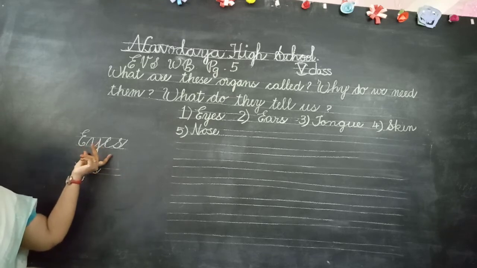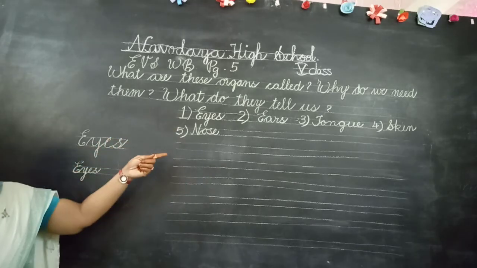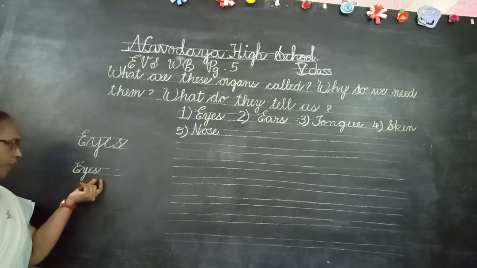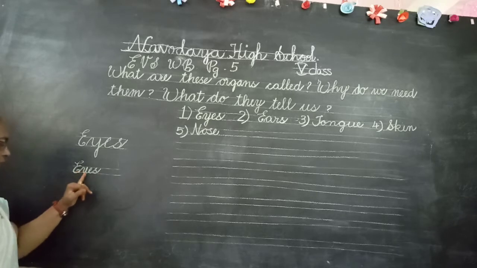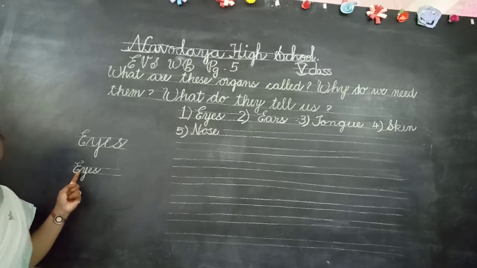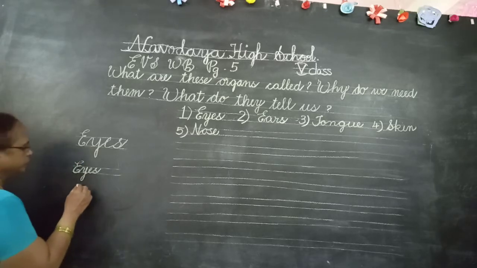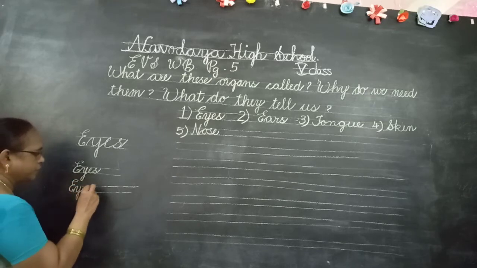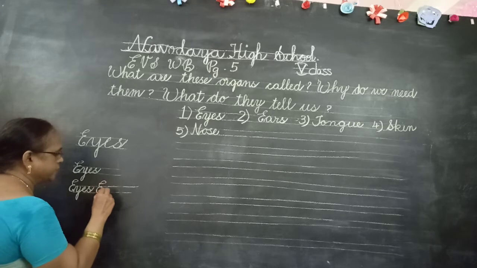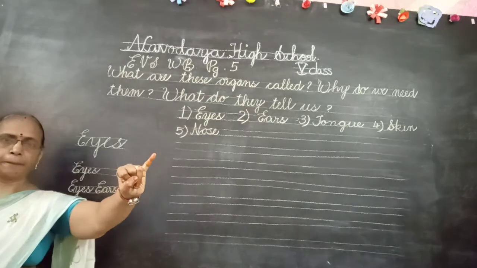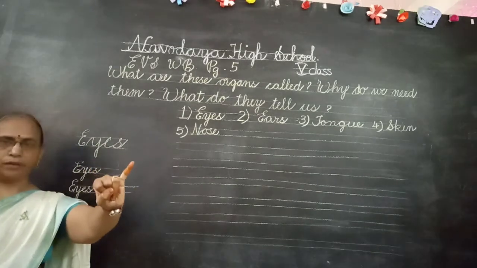You can write this type spaciously in your notebook, but the given space is limited in the workbook. So we should write like this, close to the letters. The gap between the letters must be small. Write narrowly, not spaciously like this. And see, the gap between the words also. The first one is eyes, second one is ears, like this. Use this finger and half finger only, not full.